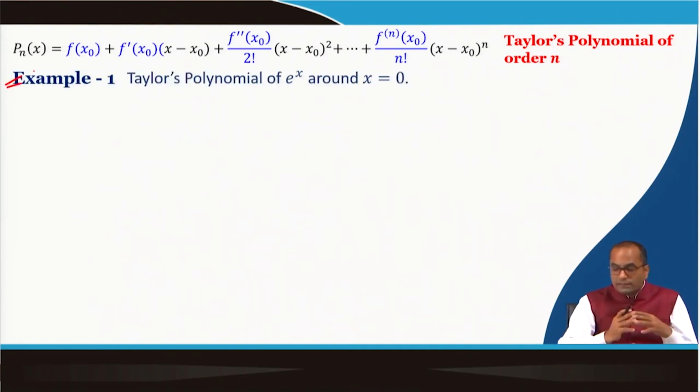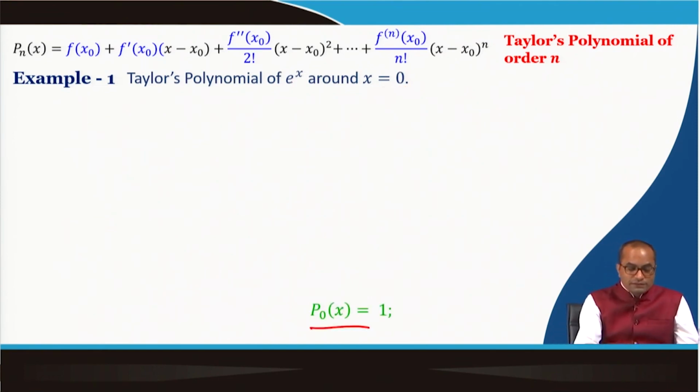So let's go through one example here. What is the Taylor's polynomial of e power x? A very simple function, the exponential function, and we want to have this polynomial around x equal to 0. So always, as I said before, we have to fix a point in the domain of this function, and then we will get this expansion or the Taylor's polynomial of a certain order. Here we have taken x equal to 0, but we can also take x equal to 1 or minus 1 or whatever point we need to fix there.